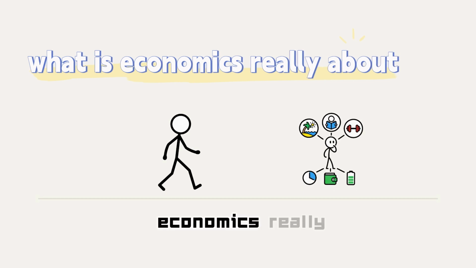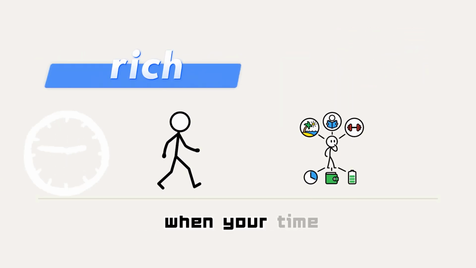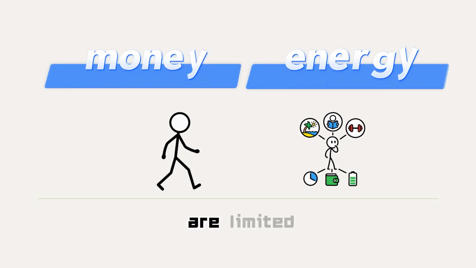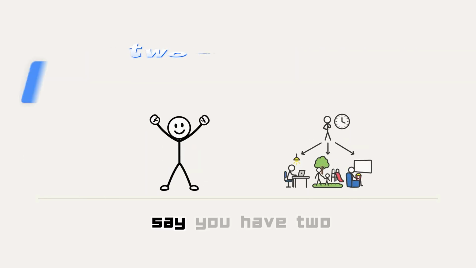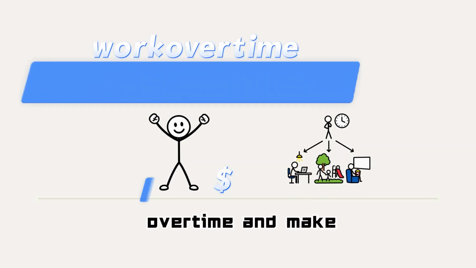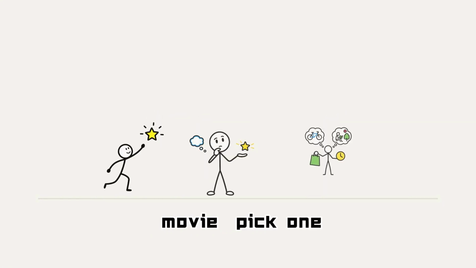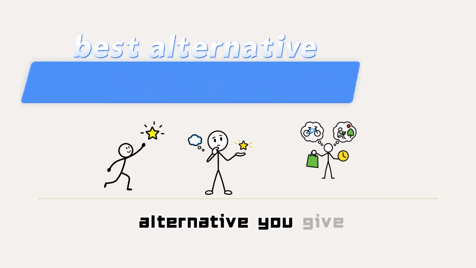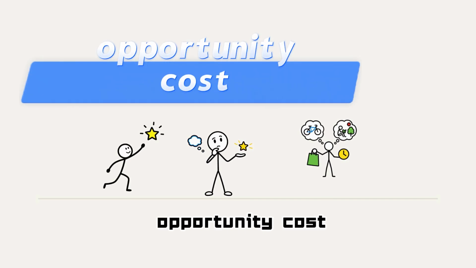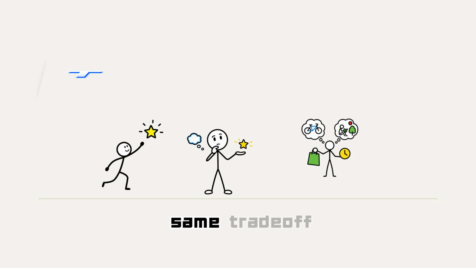So what is economics really about? Not getting rich, but making choices when your time, money, and energy are limited. Say you have 2 free hours on Saturday. You could work overtime and make $50, take your kid to the park, or see a movie. Pick one, and the best alternative you give up is your opportunity cost. Every purchase and hour of your life involves the same trade-off.